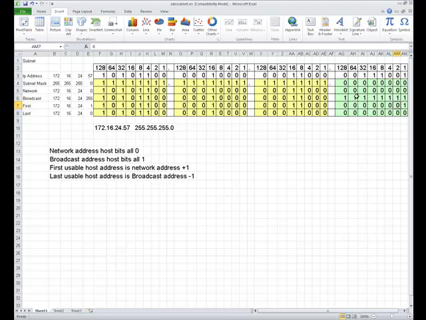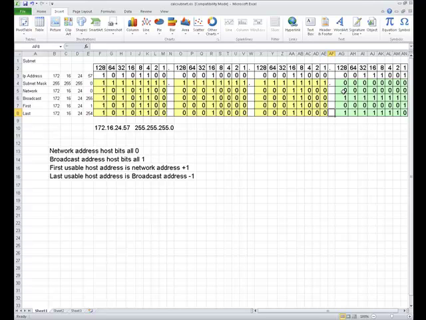Our last usable address is going to be 1 less than the broadcast address. The broadcast address is all 1s here. We just simply put a 0 in the last bit and 1s in all of the other bits, and that should give us 1 minus the broadcast address, which in this case will be 172.16.24.254.